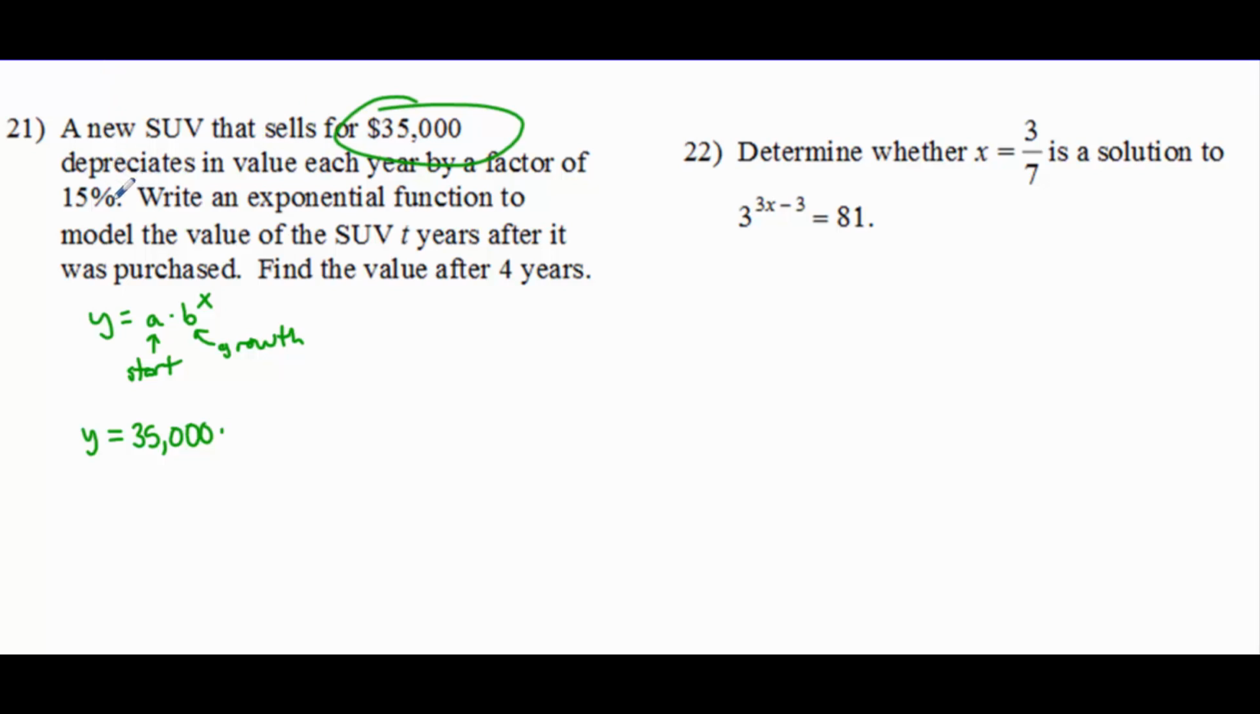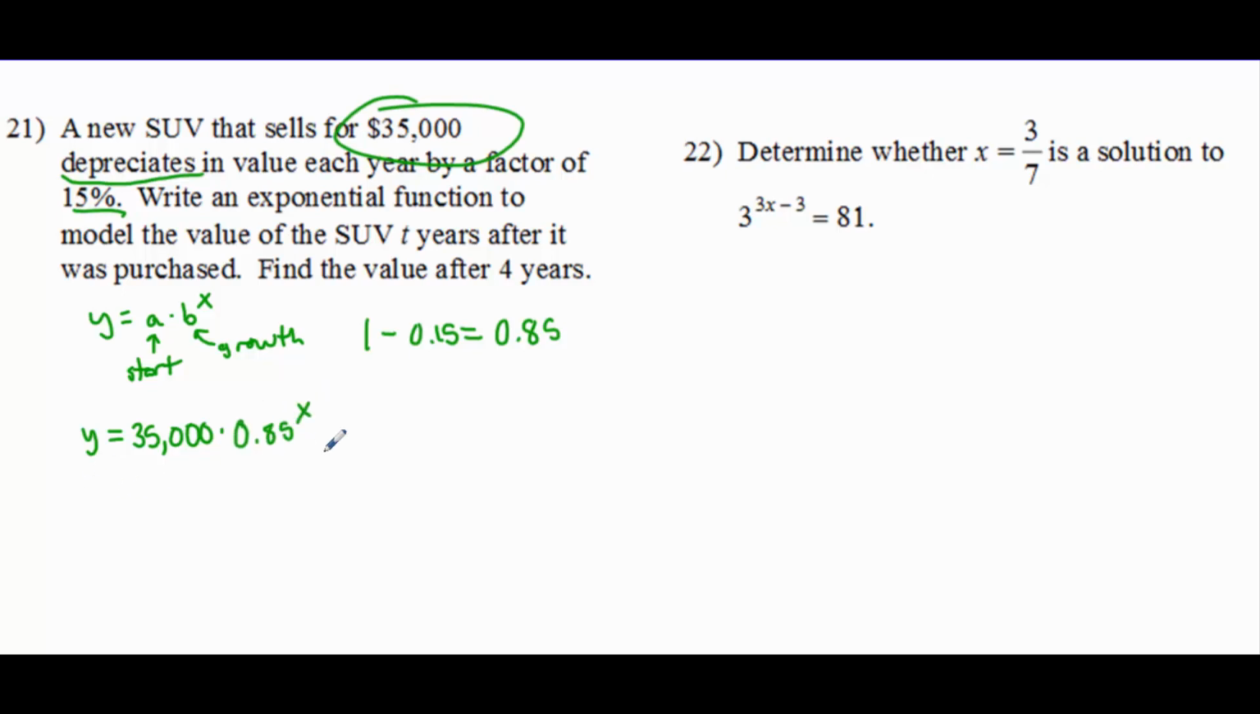And they told us a percent, so we have to think about that as a decimal. Depreciating means that something's going down. And so this is going to decay by 15%. Well, to figure out what that number needs to be for b, we have to do 1 minus 15%, which as a decimal is 0.15. So b is 0.85. If this was something that was appreciating, it would be going up, and we would do 1 plus 0.15. But we're doing depreciation, so we subtracted.